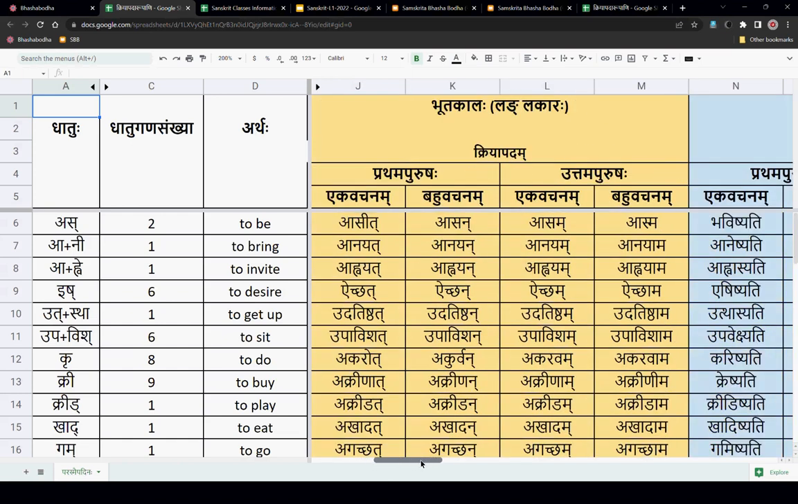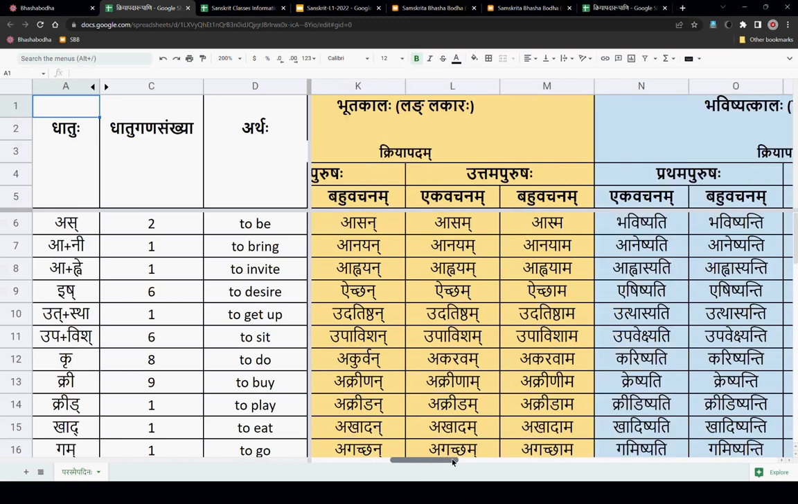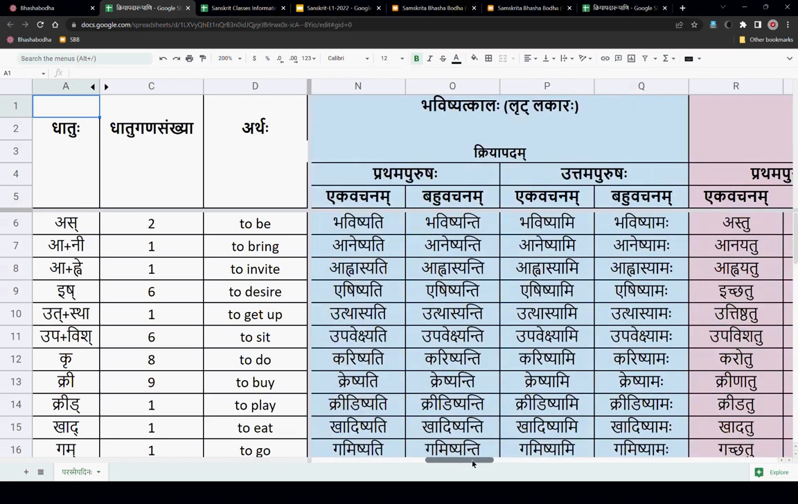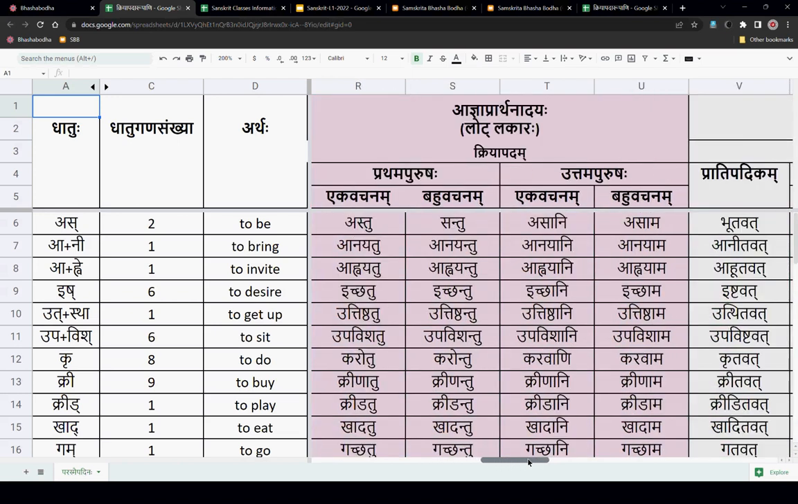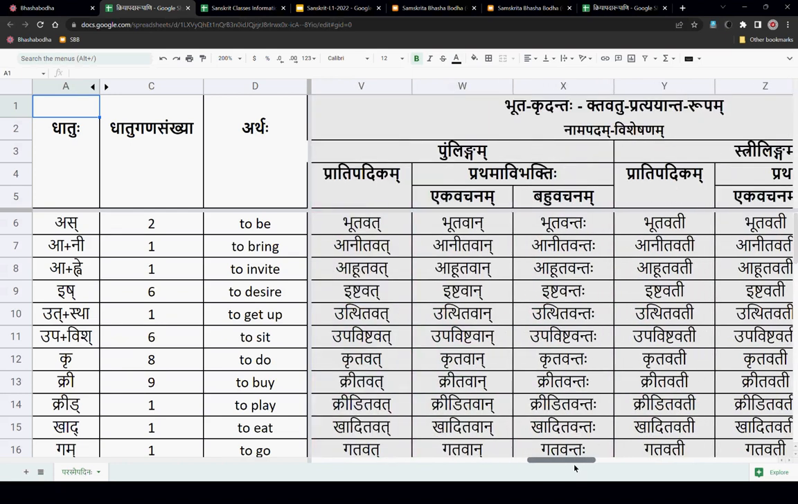Then if you scroll to the right, we have Bhuta Kala, actually Lang Lakara. If you're interested, you can read through these Bhuta Kala, Lang Lakara forms. And then there is Bhavishyat Kala, which we'll see in the next lesson. Those forms are also available here. And then Lot Lakara forms are also available. Then here, Bhuta Kridanta forms are also available.